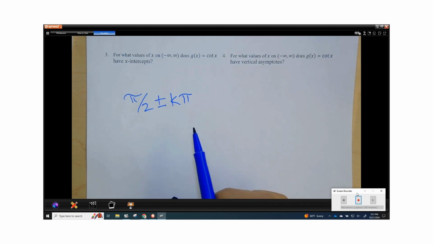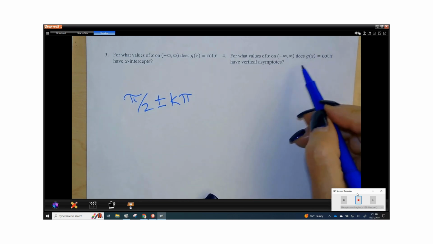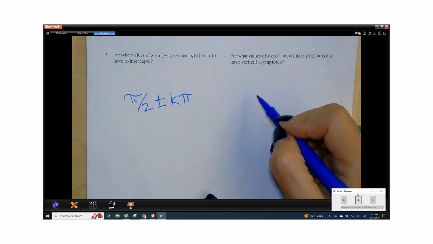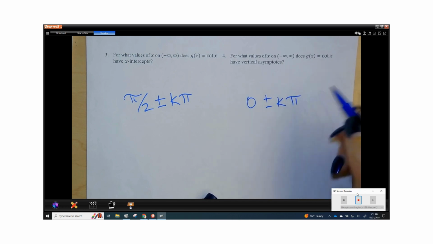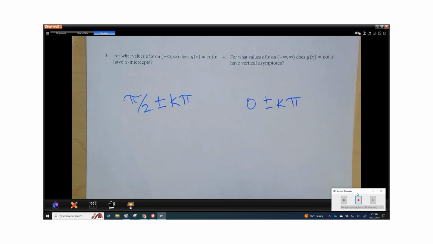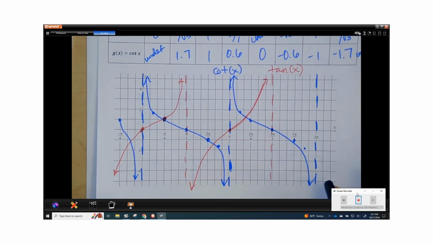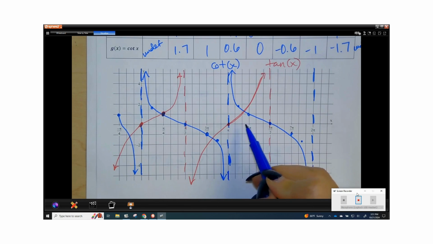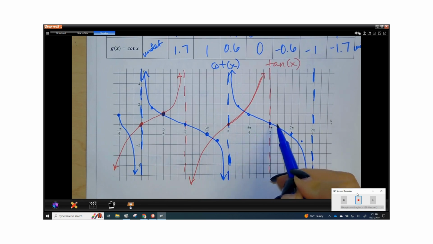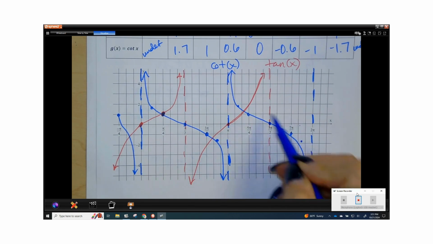Half a pi to 3 halves is 1 pi. We add 2 over 2. And then vertical asymptotes, we start on 0 plus or minus k pi. Those happen every pi also. And you can see it here. So asymptotes 1, 2, 3, 4, 5, 6, 7, 8, 9, 10, 11, 12. So asymptotes are every pi.